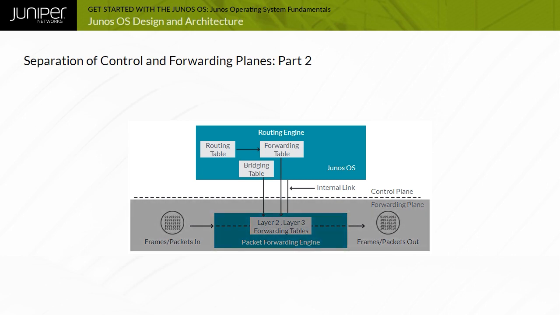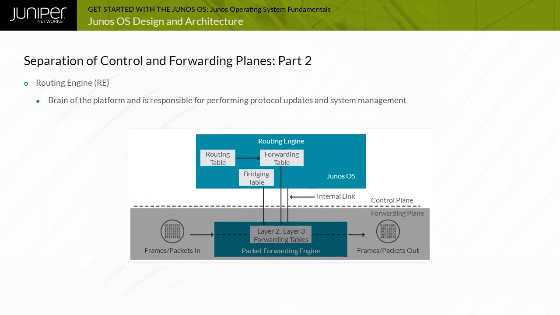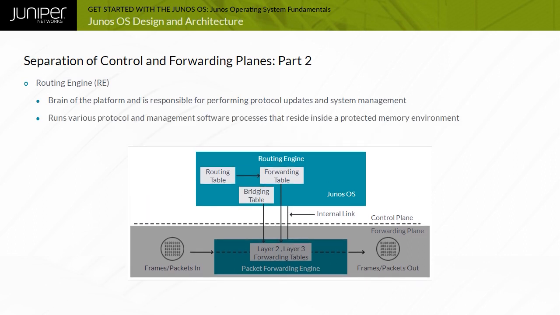The control plane, shown above the dashed line, runs on the routing engine. The routing engine is the brain of the platform. It is responsible for performing protocol updates and system management. The routing engine runs various protocol and management software processes that reside inside a protected memory environment. The routing engine is based on an x86 or PowerPC architecture, depending on the specific platform running the Junos OS.